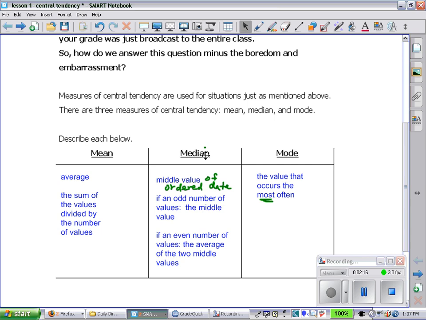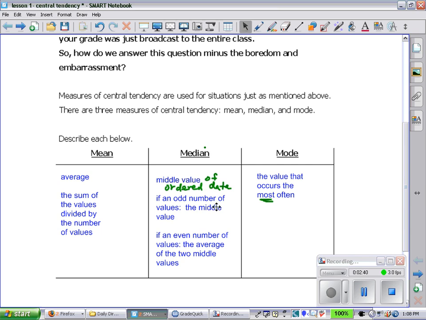So let's talk about mean for a second. The mean is also known as the average. And the way we find that is we take the sum of all the values and then divide by the number of values you have. So if there are 10 numbers, we would add up each of those 10 numbers to get our total sum. And then whatever that sum is, we divide by 10. That's the one you're probably familiar with.